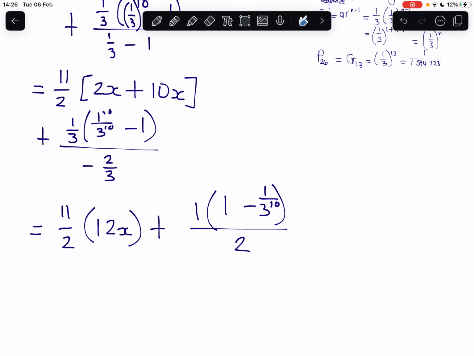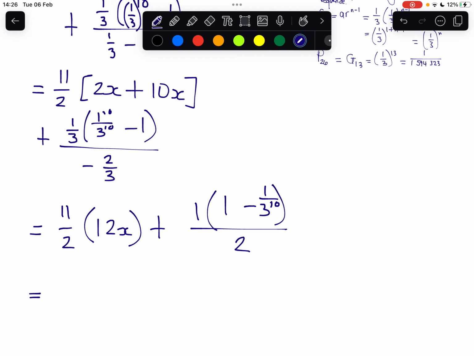Right. Almost there, guys. Okay, so over here, 11 over 2 times 12x. The 2 is going to go into the 12 6 times, so we're going to end up with 66x. If you multiplied it out, 12 times 11 is 132, and then the x, and then you divide that by 2, that gives you 66. And then over here, we can just halve both these terms. So we're going to have a half of 1 and then a half of 1 over 3 to the 10.